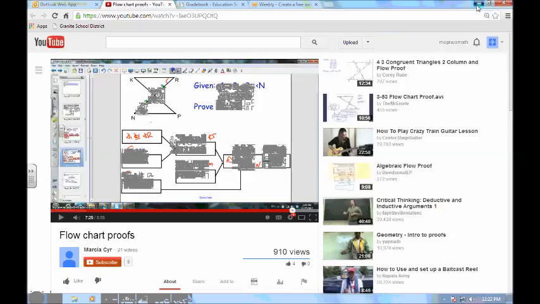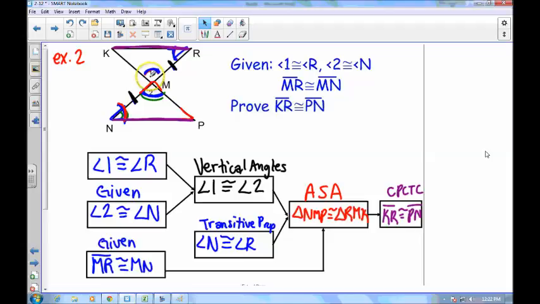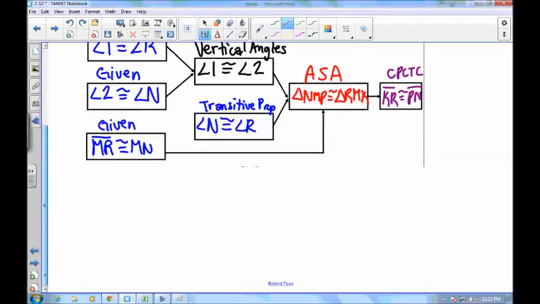Any questions on the flow chart? Okay, I mentioned in the essential question that there are 4 different types of ways to set up your proof. The 4 methods.